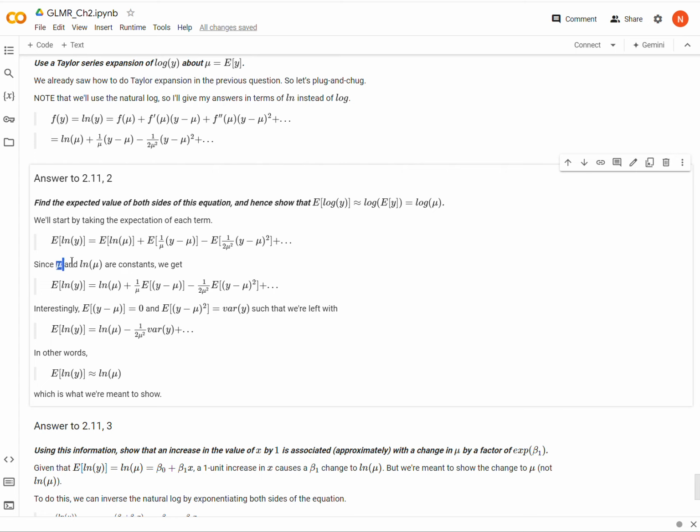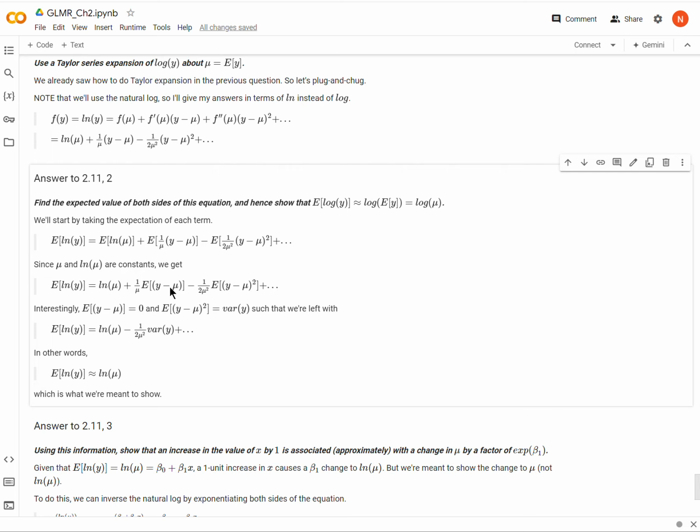Now, mu and the log of mu are both constants, and the expectation of a constant is just the constant, okay? So I can get rid of that expectation because the expectation of the log of mu is equal to the log of mu. And similarly, the expectation of this guy right here can just come outside, and this guy can come outside of the expectations. And so now I have all of this.